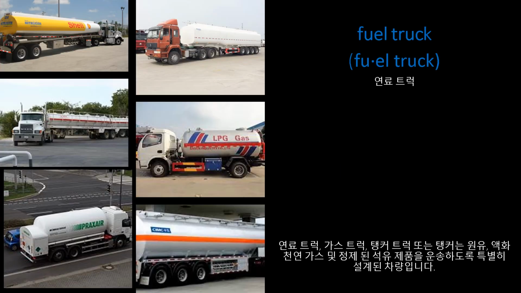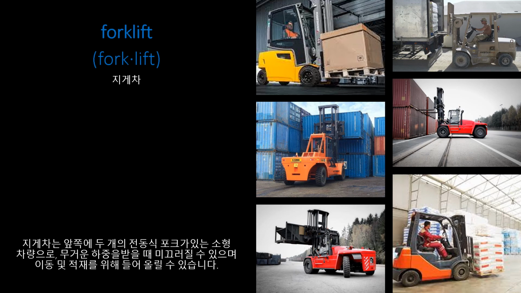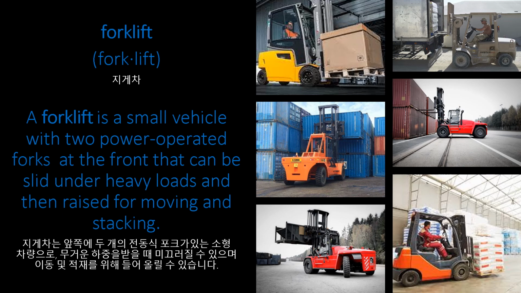Fuel truck. A fuel truck, gas truck, tanker truck, or tanker is a vehicle designed specifically to transport crude oil, liquefied natural gas, and refined petroleum products. Forklift. A forklift is a small vehicle with two power-operated forks at the front that can be slid under heavy loads and then raised for moving and stacking.